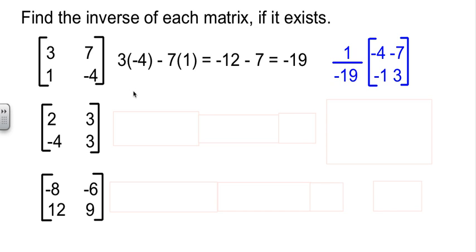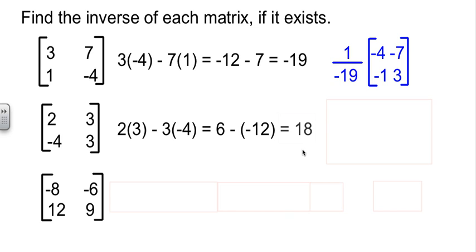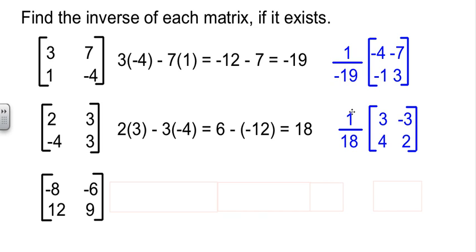Okay, let's consider a second one here. 2, 3, -4, 3. Well, first let's find the determinant. Down and to the right minus down and to the left. Cleaning up arithmetic, we get 18. That's not 0, so we're in business. So it'll be 1 over 18. These two switch places, the 2 and the 3. And these two switch signs. So we end up with this final inverse matrix.